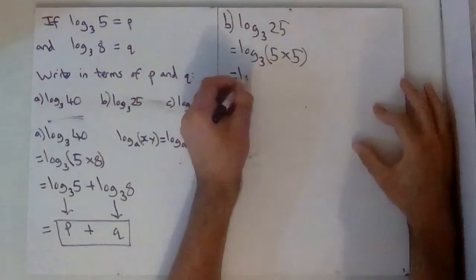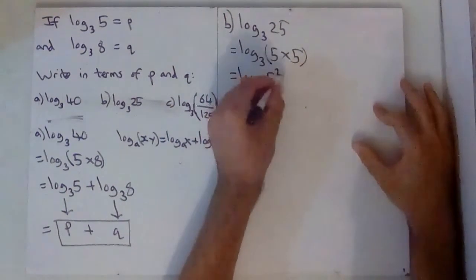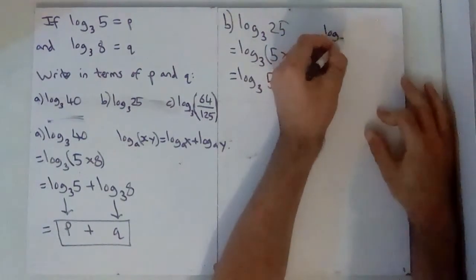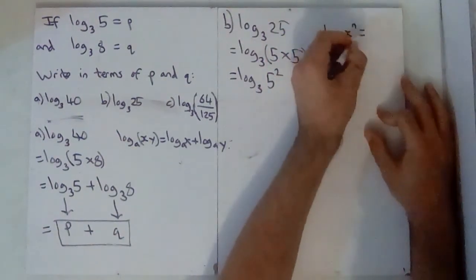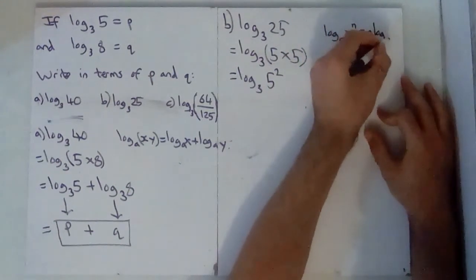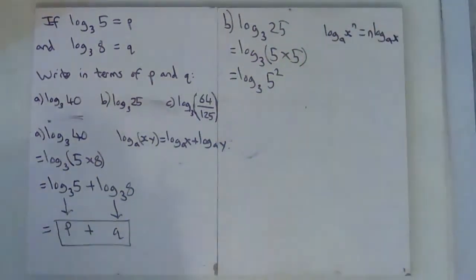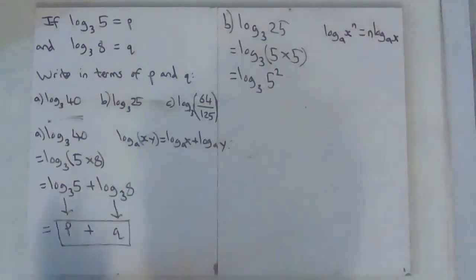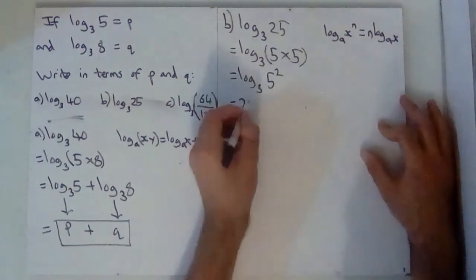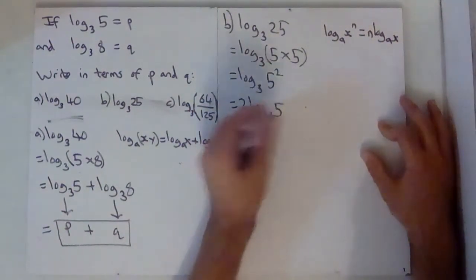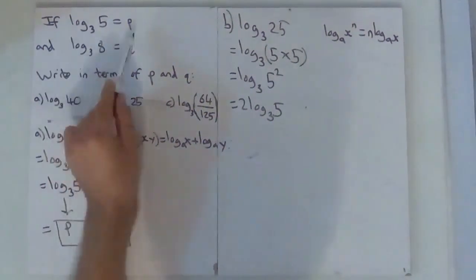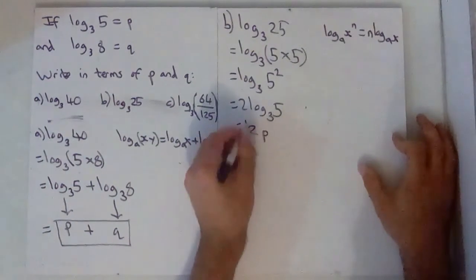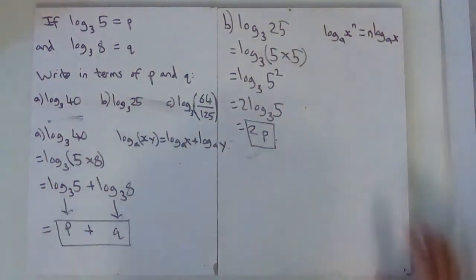So I'm going to say, well, this is log base 3 of 5 squared. Now using the third law, that says log base a of x to the n equals n log base a of x. So log base 3 of 5 squared is going to be 2 log base 3 of 5. Well, log base 3 of 5 we said was p, so this is 2p, because there's no q's in that one.